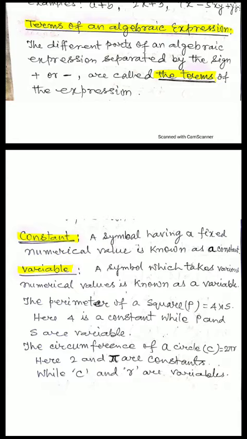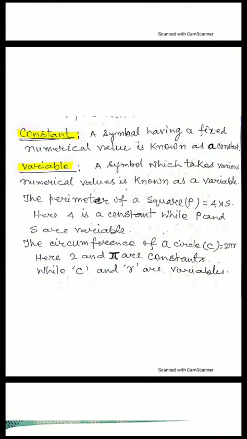The perimeter of a square, that is P, equals 4 into side, equals 4 into S, where 4 is a constant while P and S are variables. The circumference of a circle, denoted as C, equals 2 pi r. So here 2 and pi are constants while C, circumference, and r, radius, are variables.